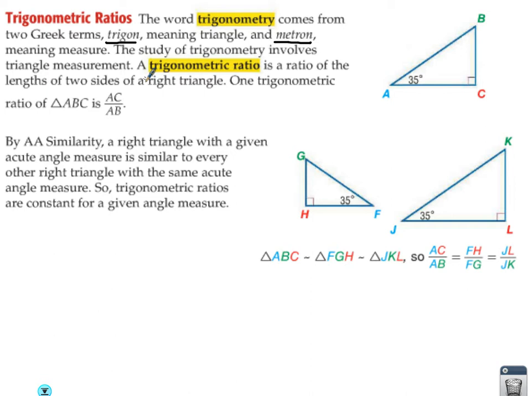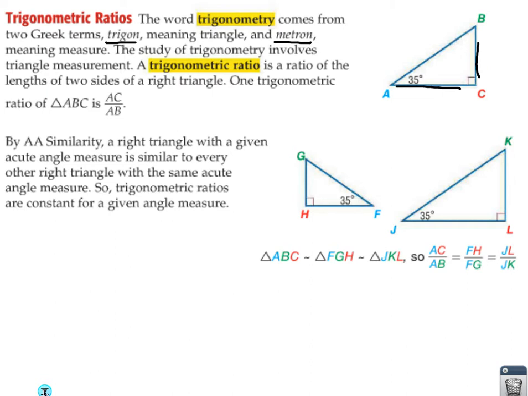Now here's where we're discussing right triangles. One trigonometric ratio of triangle ABC is AC to AB. This side length to this side length. So anytime we're talking about trig ratios, we're talking about the ratios of the side lengths of the triangles. And since, let's talk about this.